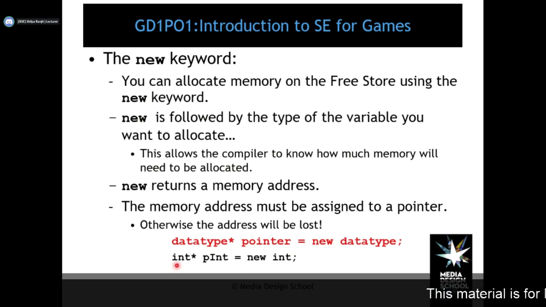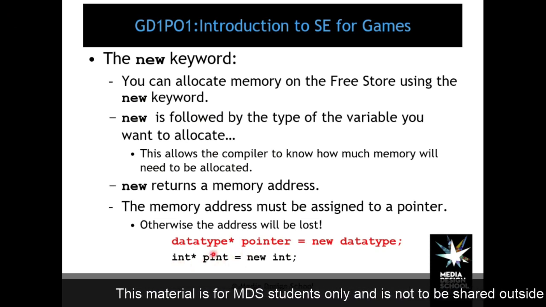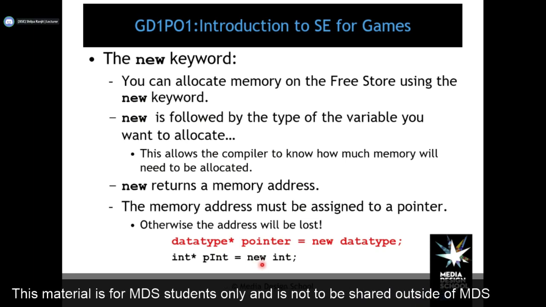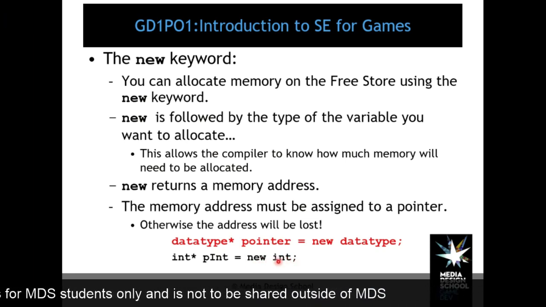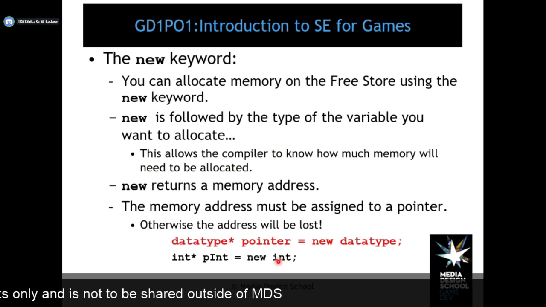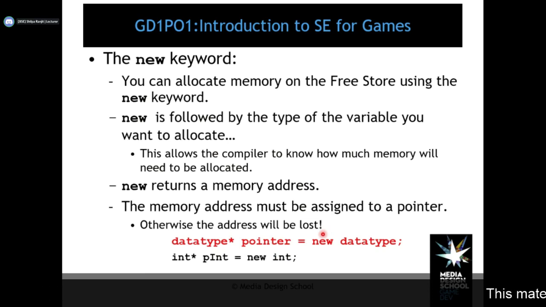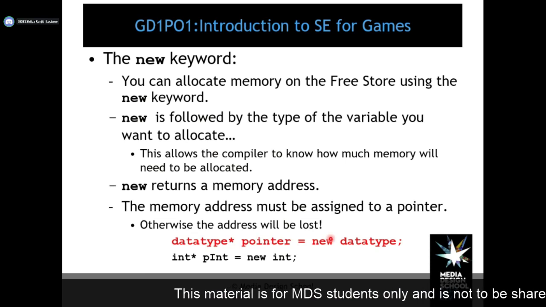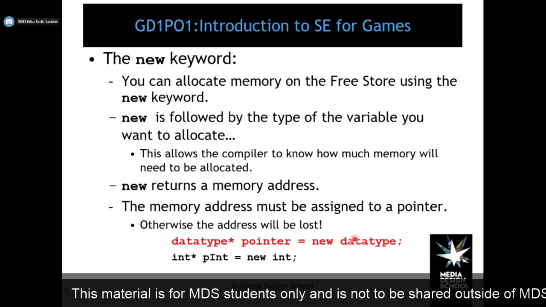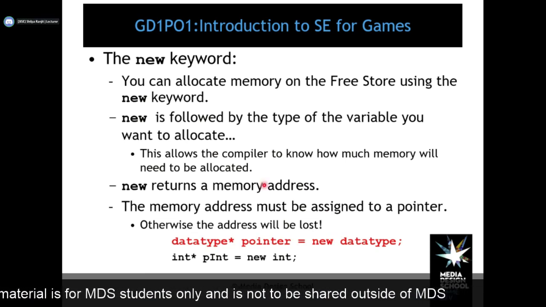Or in other words, you have the example here. If you want memory for an integer variable, you just say int asterisk, the pointer name, is equal to the keyword new followed by the data type int. That is the way you obtain memory from a heap. If you want memory for a floating point, the only change is you have float asterisk, maybe p float, is equal to new float, and that's as simple as that, right?